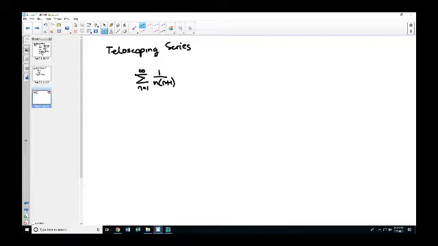Okay, that's called the telescoping series. We are going to investigate it numerically, since that's really the only tool we have right now. But we can show what it converges to using a numeric investigation.